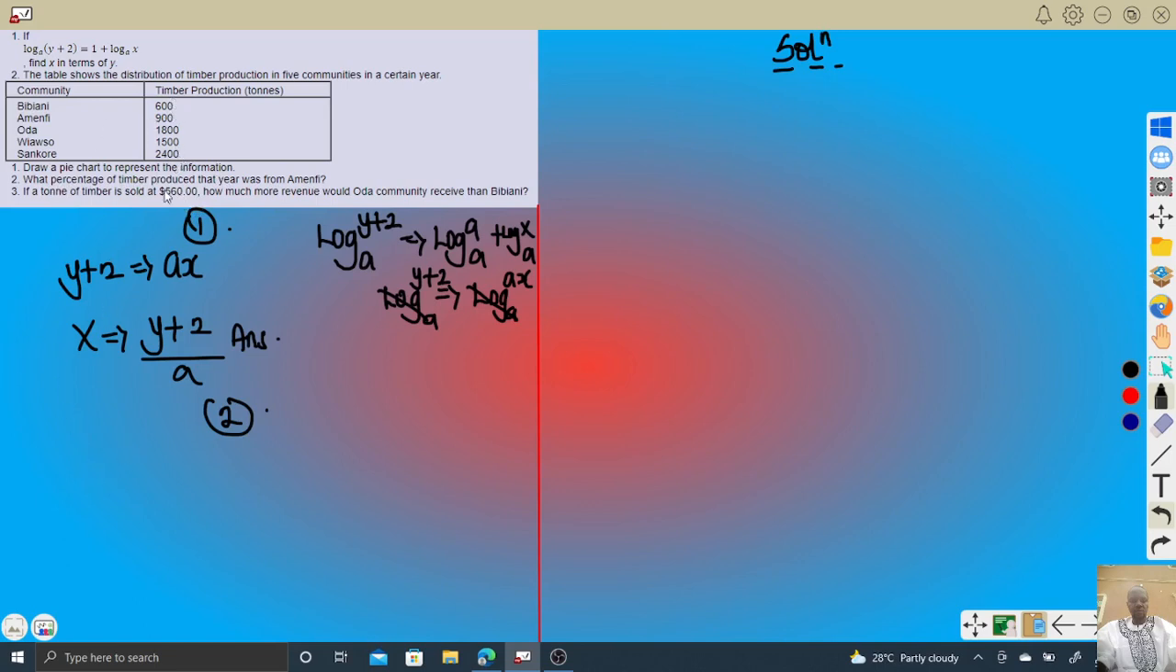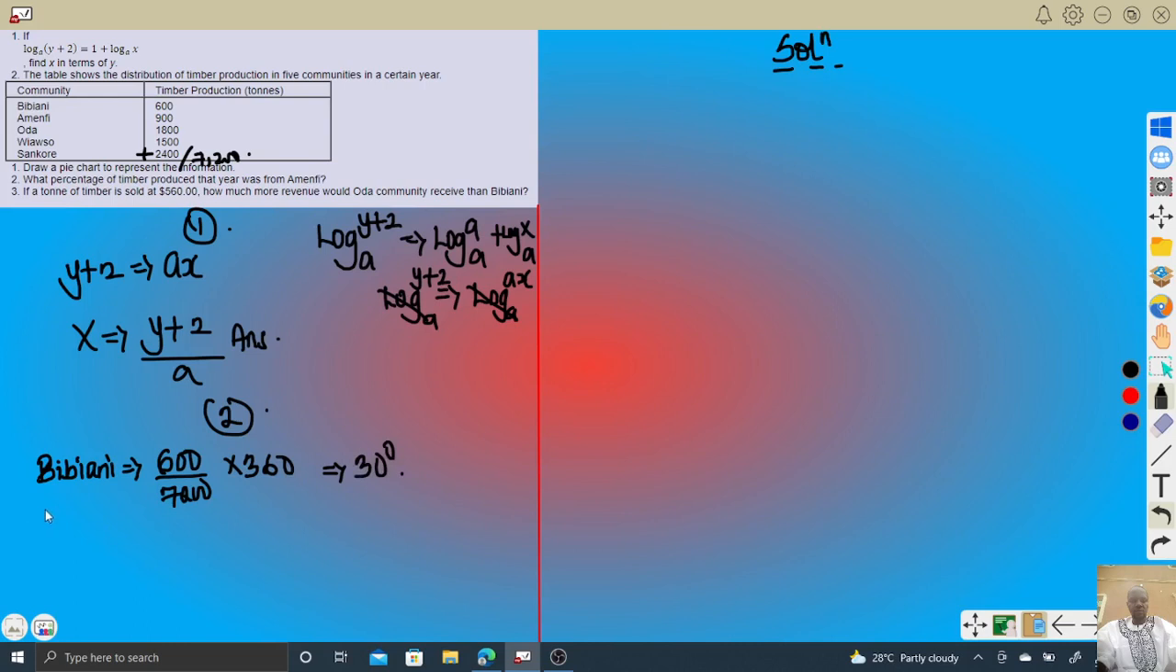Let's add all these together. This should give 600 plus 900 plus 1800 plus 1500 plus 2400, which is 7200. So that's the total. If I want to get the sectorial angle for Bibiani, it is 600 out of 7200 multiplied by 360. Double zero gets cancelled. 6 here, 1; 6 here, 12; 12 here, 3. That's 30. So 30 degrees will be the angle I will draw for this.